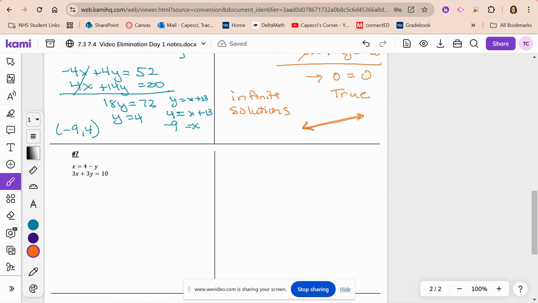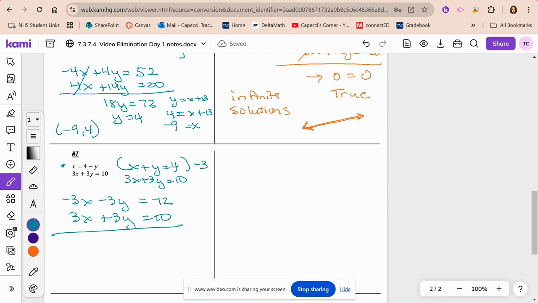All right, let's take a look at our last example for today. Again, I noticed my first equation is not in standard form, so I'm going to bring over that y. And I'm going to rewrite my second equation. And I'm going to multiply the top by negative 3. So I get negative 3x minus 3y is equal to negative 12. I'll rewrite my equation underneath.